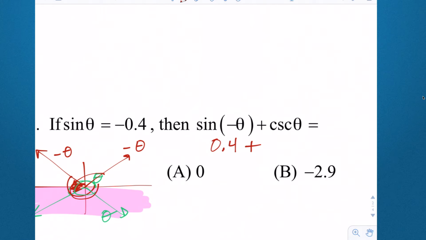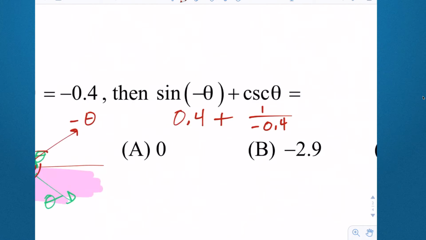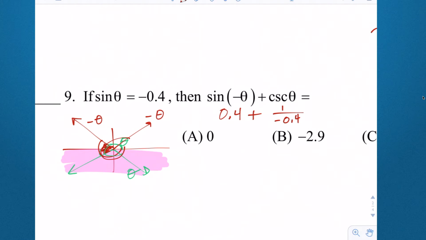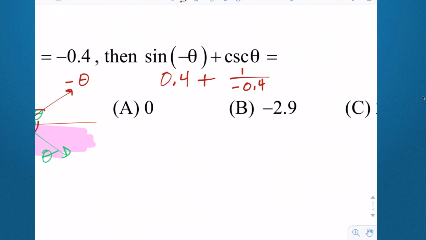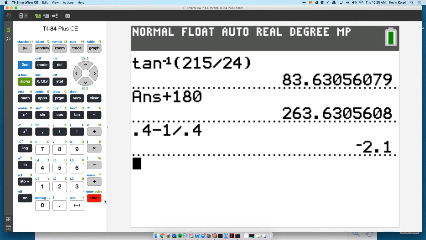Okay, plus, if sine is negative 0.4, then cosecant should be what? 1 over negative 0.4. Because how are cosecant and sine related? Reciprocals. And there it is. So all you have to do now is type that in. So here we go. 0.4 minus 1 over 0.4. And you get negative 2.1.